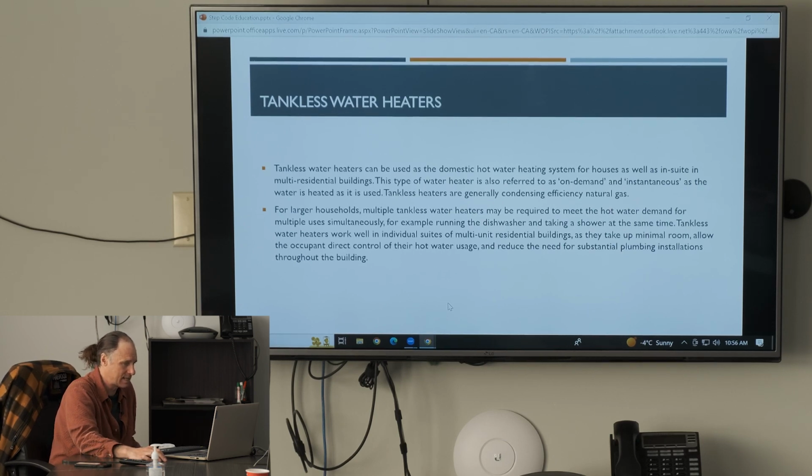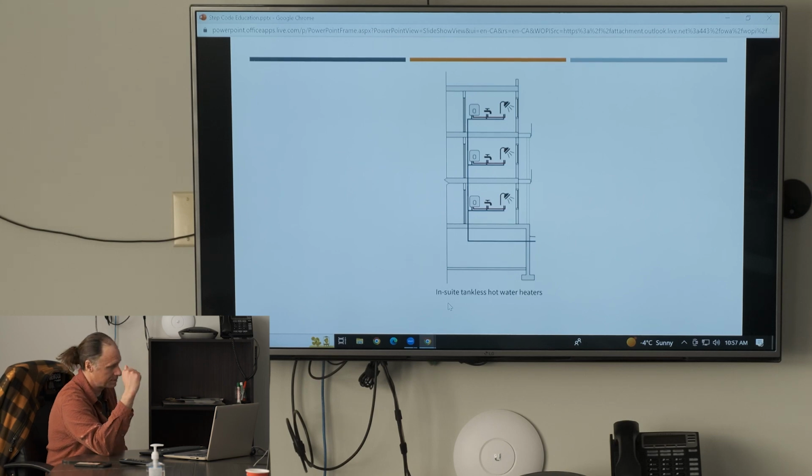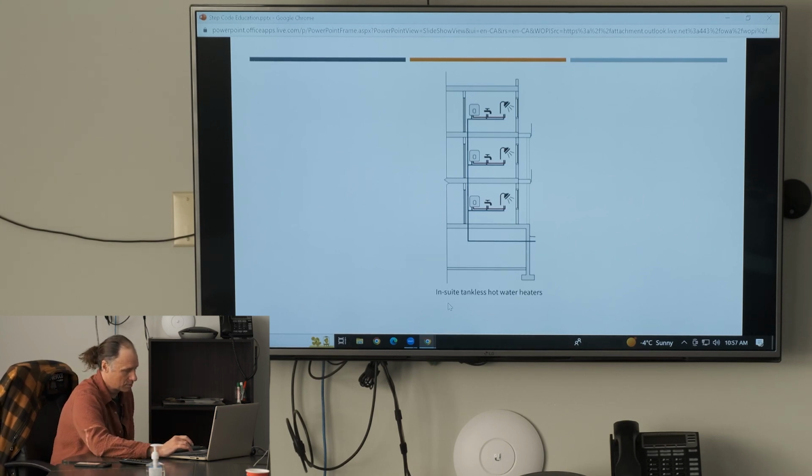Tankless heaters are generally condensing efficiency natural gas. For larger households, multiple tankless water heaters may be required to meet the hot water demand for multiple uses simultaneously. For example, running the dishwasher and taking a shower at the same time. Tankless water heaters work well in individual suites of multi-unit residential buildings as they take up minimal room, allow the occupant direct control of their hot water usage, and reduce the need for substantial plumbing installations throughout the building. So there's an example there of a multi-unit residential building, each having their own system.